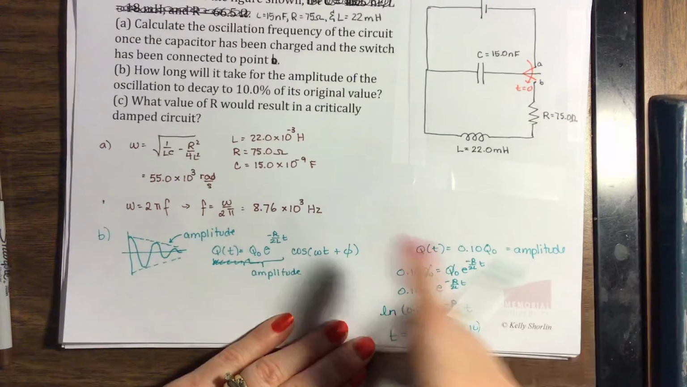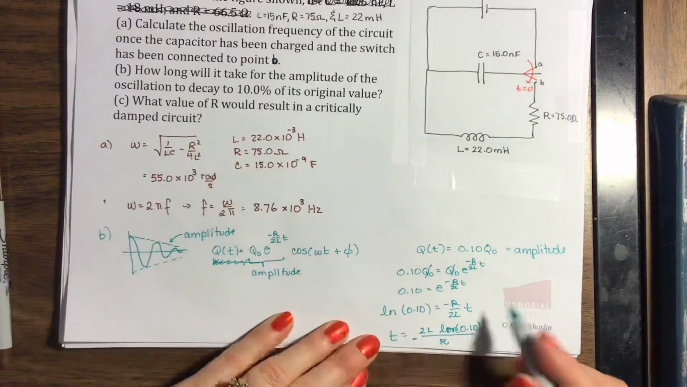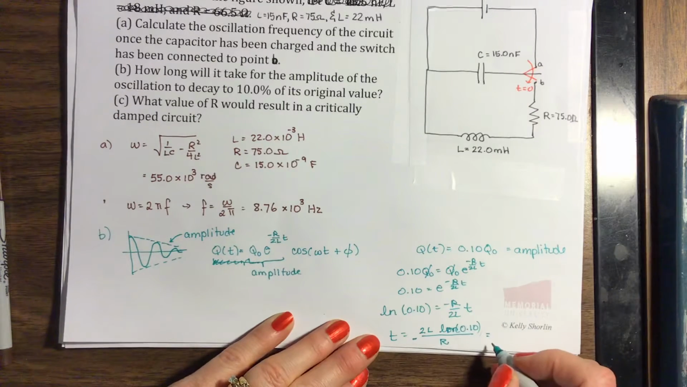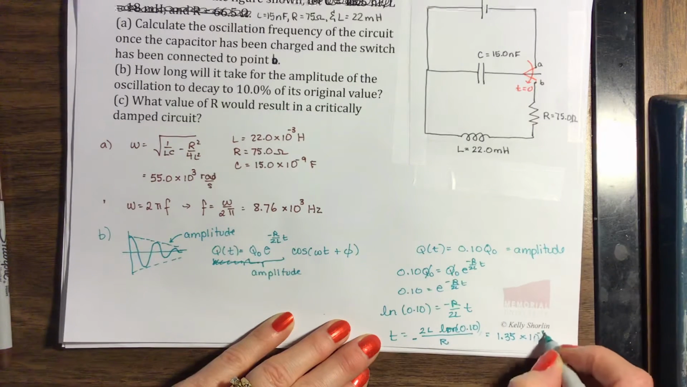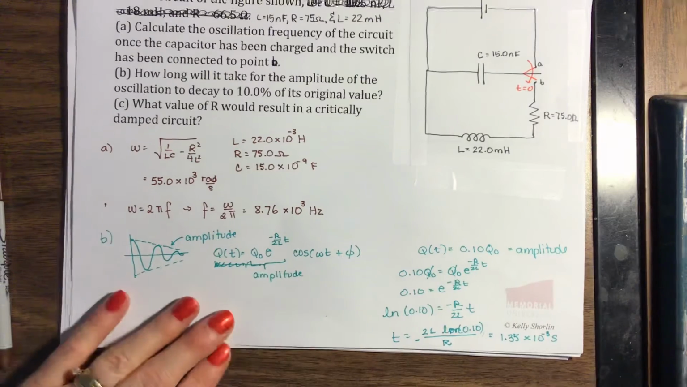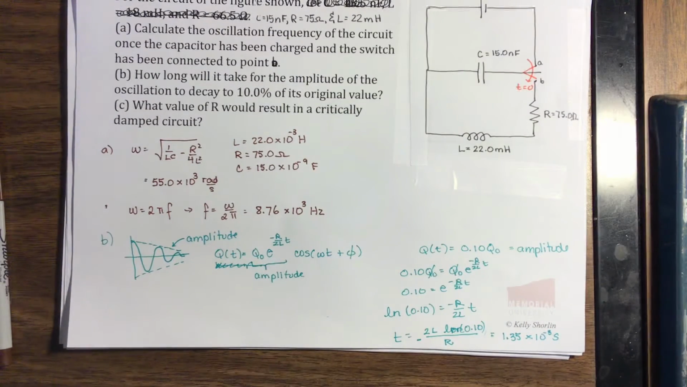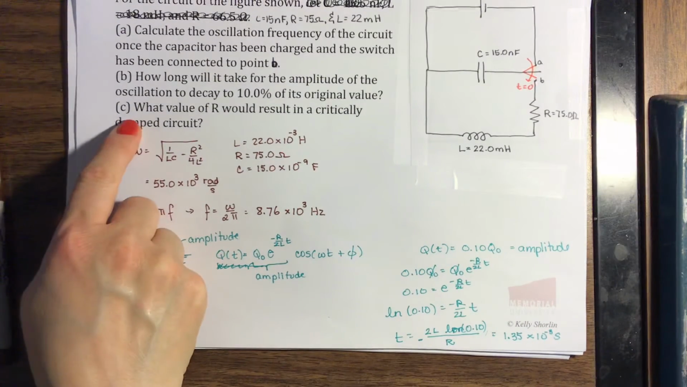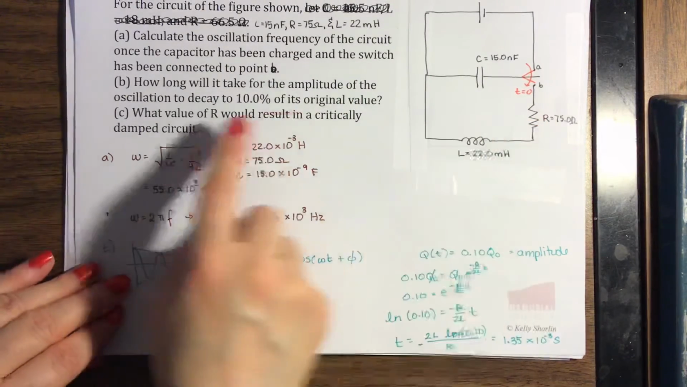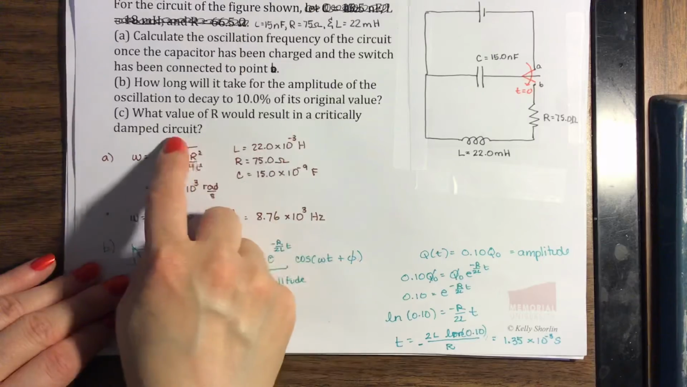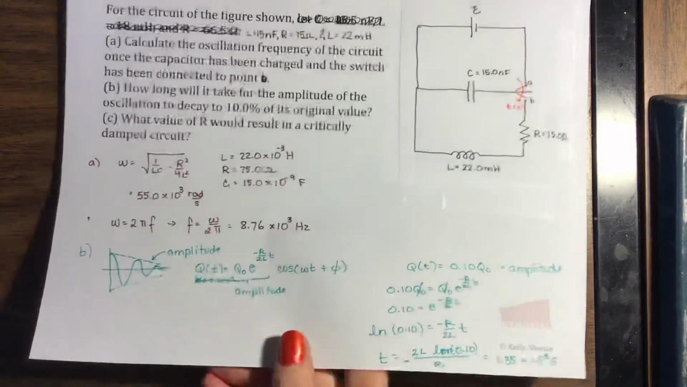We'll put in our numbers. We know R and we know L. And what we get for our time is 1.35 times 10 to the minus 3 seconds. So it doesn't take that long to die off. Part C, what value of R, so if we take out this resistor, put in a different resistor, what value of R would give us a critically damped circuit?